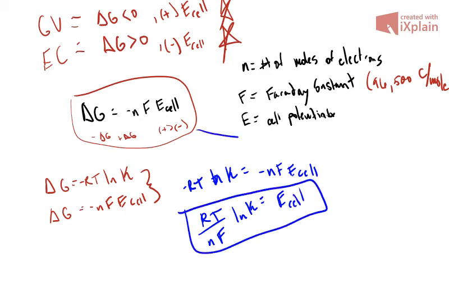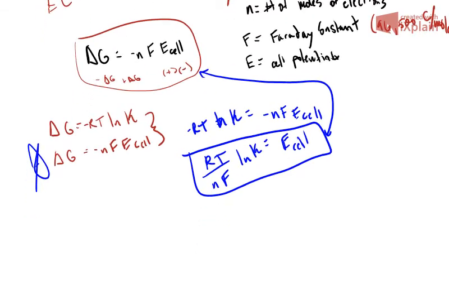So we now have two new equations, okay? Pardon me. We've got an equation relating the Gibbs free energy to the cell potential. And now, if we combine our Gibbs free energy equations here, we have an equation linking the equilibrium constant to the electrolytic cell.